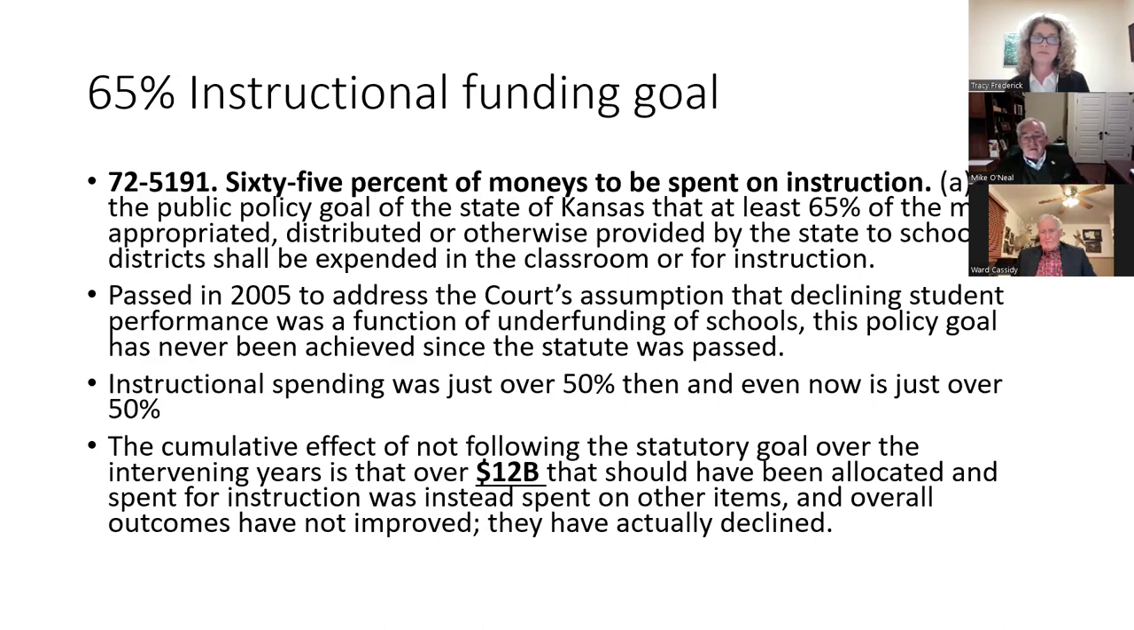The cumulative effect of not following the statutory goal over the intervening years is that over 12 billion, with a B, dollars that should have been allocated and spent for instruction was instead spent on other items. And now we've seen that overall outcomes have not improved. And in some places, with some notable exceptions, overall we've actually seen some decline. And so this is something that local boards have a responsibility and a right to correct.